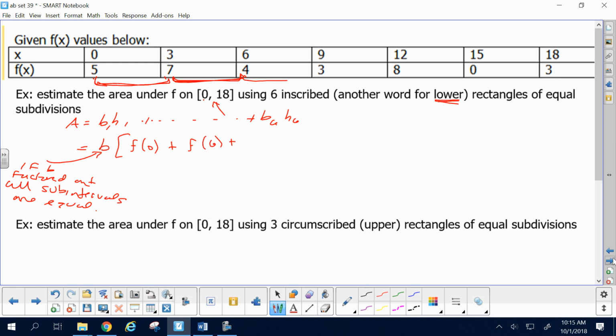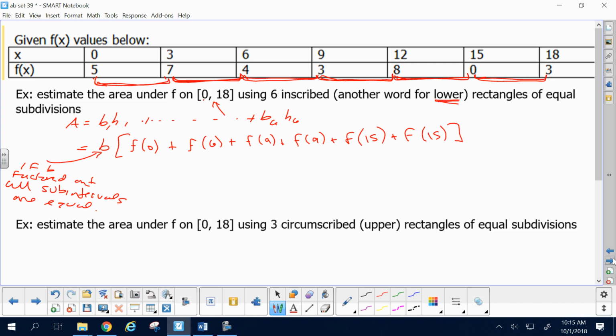The next region is from 6 to 9. I choose the lower value, so f at 6 or f at 9. F at 9. The next subinterval is from 9 to 12. Choose the lowest value of the two, so f at 9 again. From 12 to 15, I choose the lowest value, so f at which one? 15. And the last, from 15 to 18, I choose the lowest y value, not the lowest x value, obviously, the lowest y value, so f at 15 again.